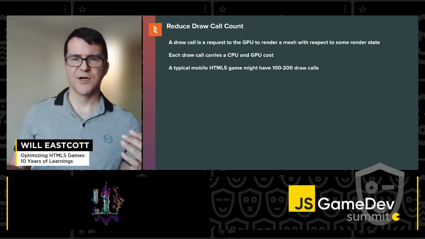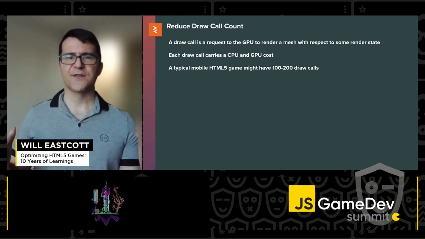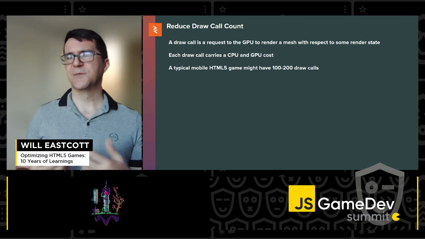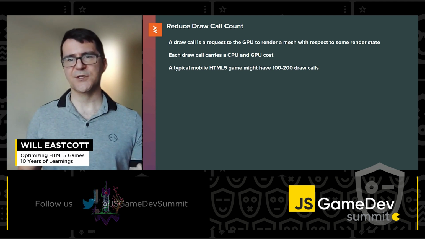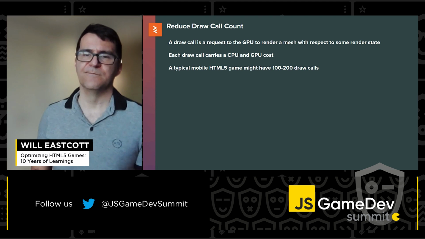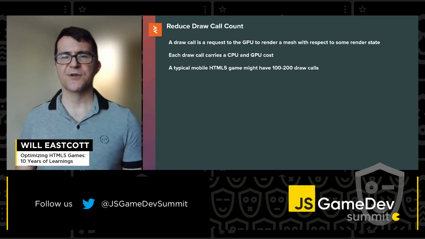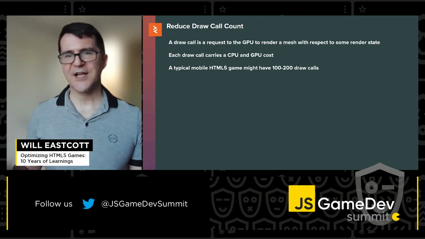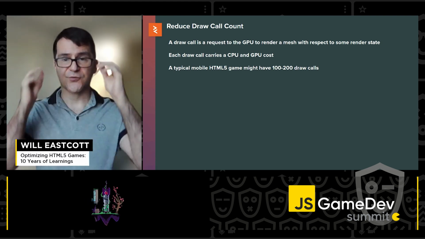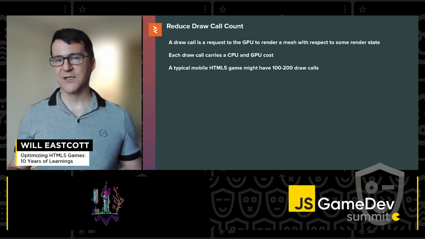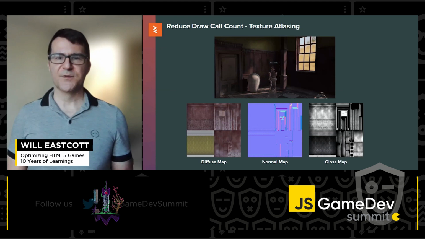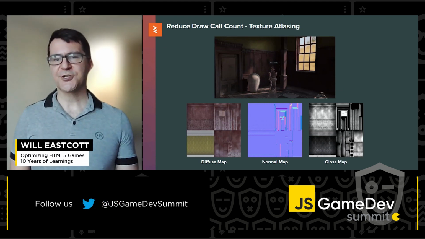I also recommend that you be very careful about the number of draw calls that your game makes. Now, a draw call is essentially submitting a graphical primitive to the GPU with some render state. Every draw call will have an overhead in terms of CPU and GPU cost. And a typical HTML5 game might render between, say, 100 and 200 draw calls if you want to target some of these low-end devices.